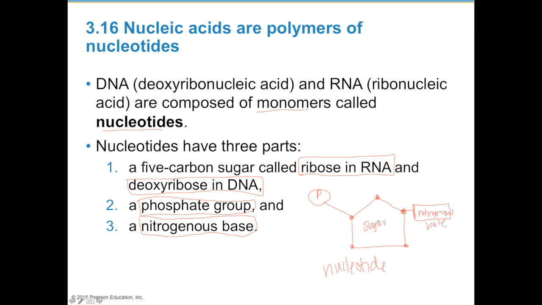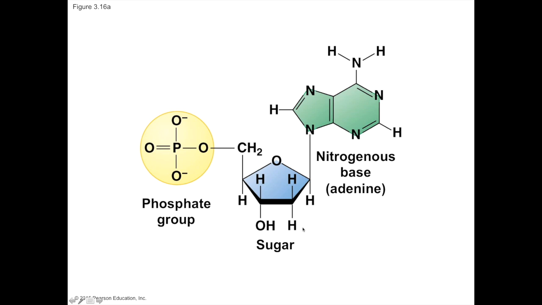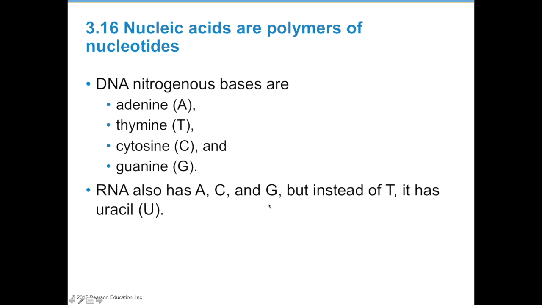What's going to change here is the sugar. If it is RNA, it's a ribose sugar. If it's DNA, it's deoxyribose. It's still a 5-carbon sugar regardless. This is a phosphate group and sugar and a nitrogenous base. So it's your sugar, your phosphate, and your nitrogenous base. So this is a nucleotide. DNA is going to have 4 possible nitrogenous bases: adenine, thymine, cytosine, guanine. RNA also has all of these except thymine. RNA does not have T, it has U.